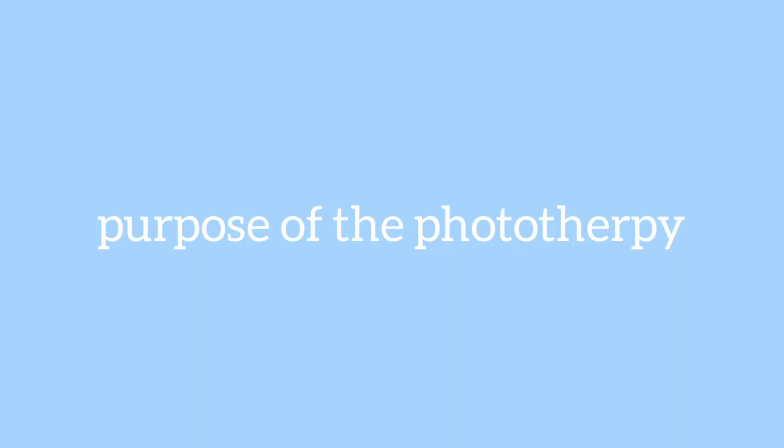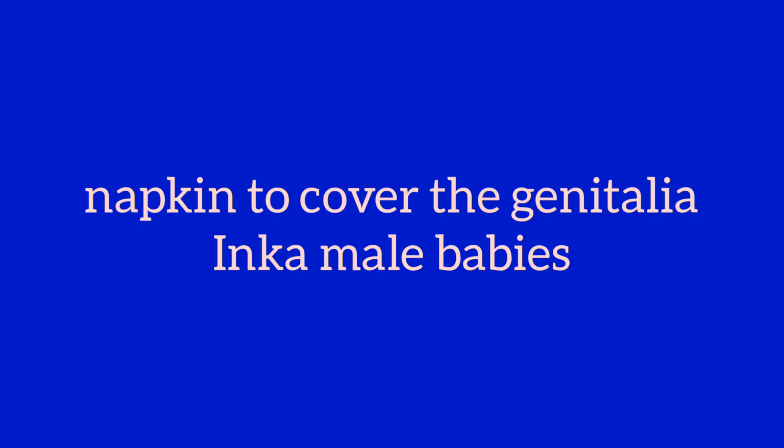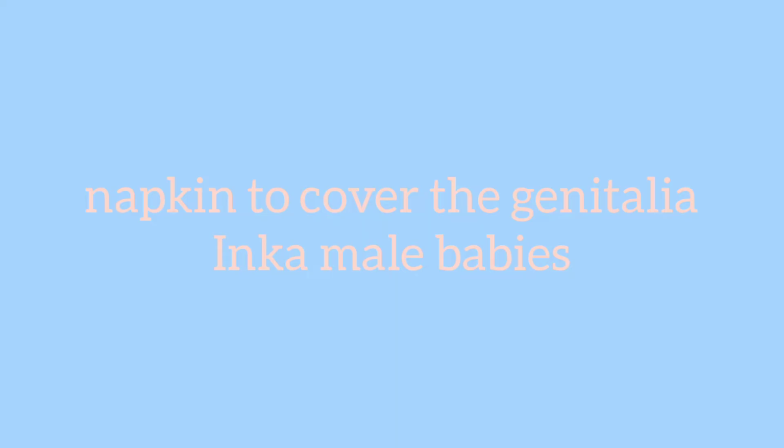We should know about the articles: fluorescent lamps and fiberoptic pads if available, eye pads, napkin to cover the genitalia for male babies, baby blankets or sheets too.